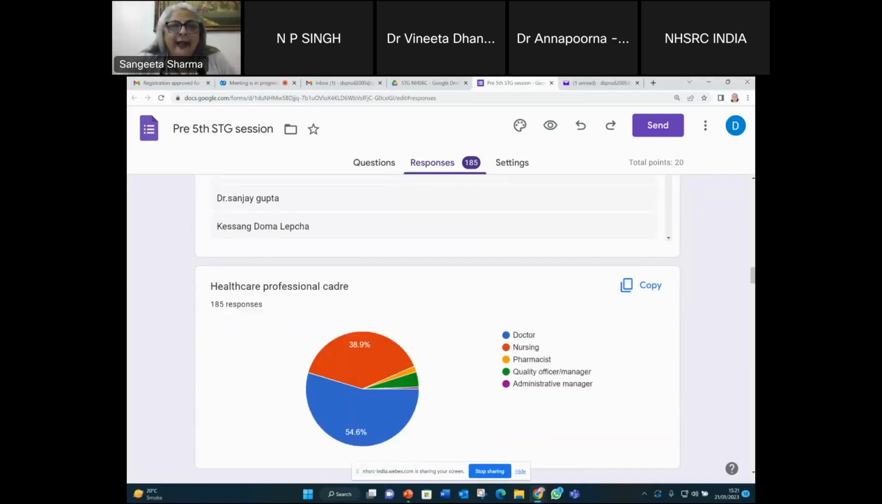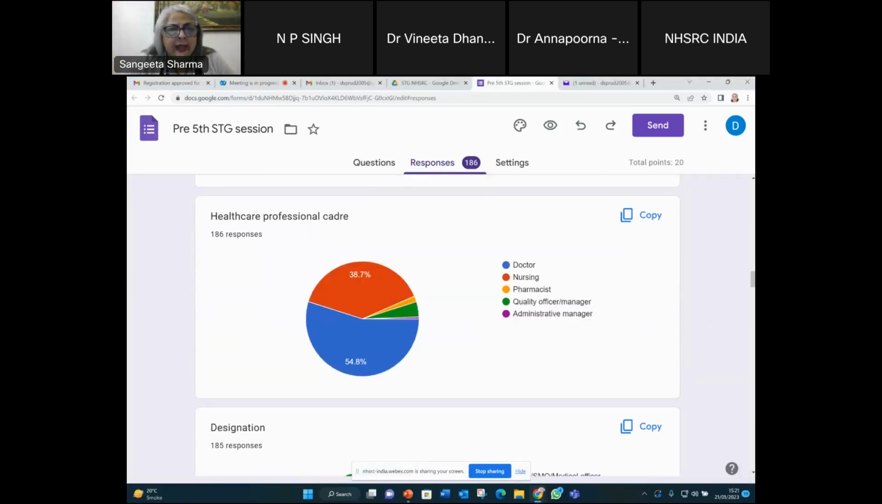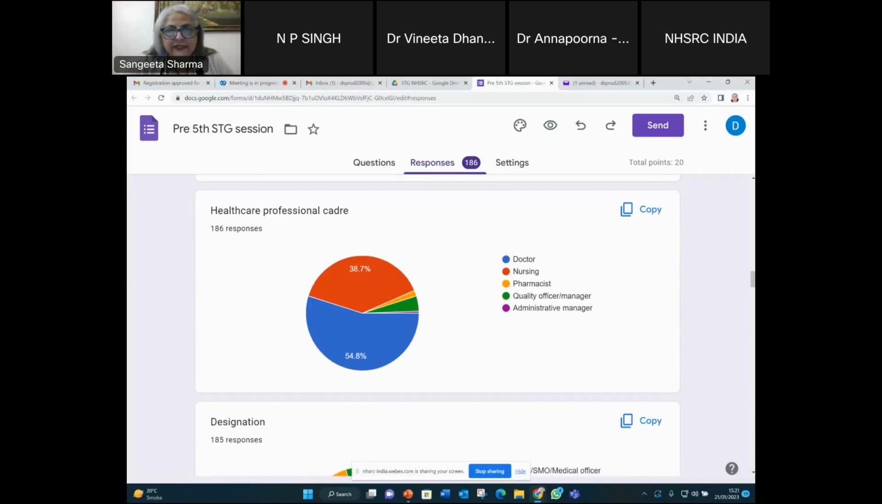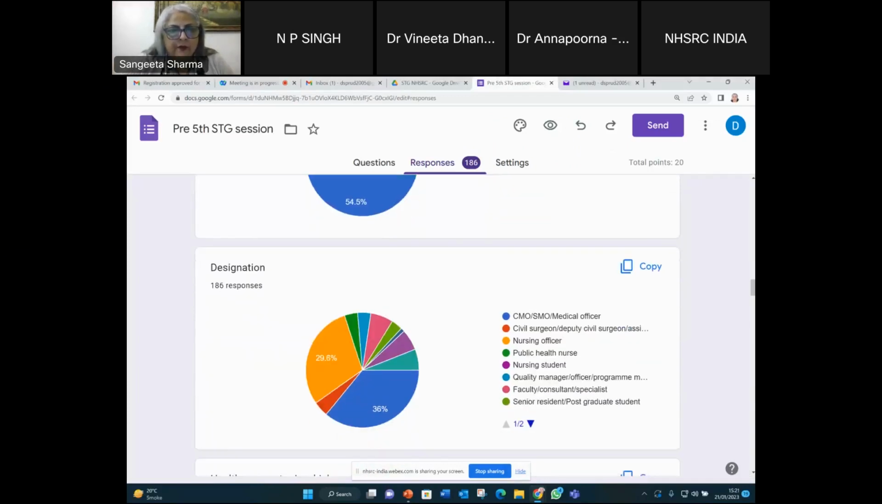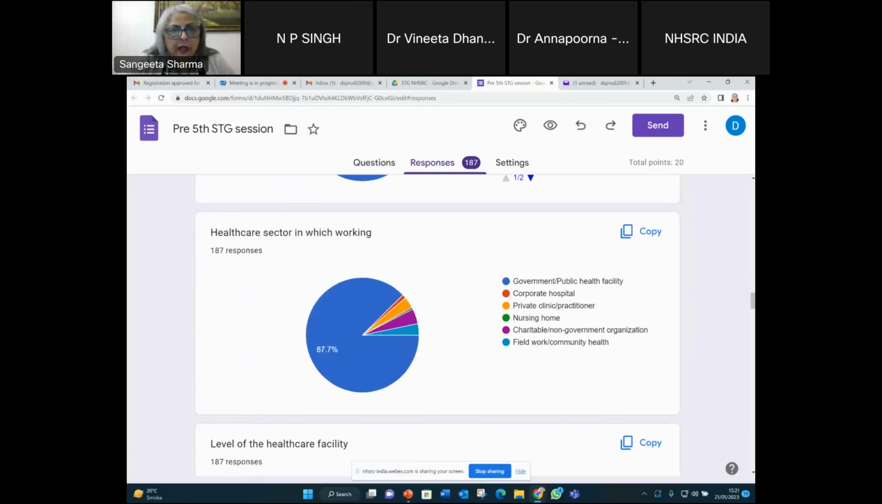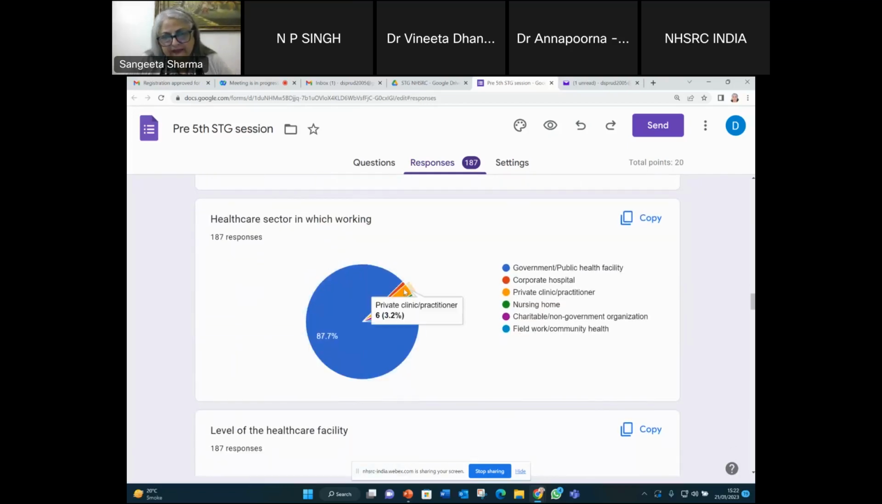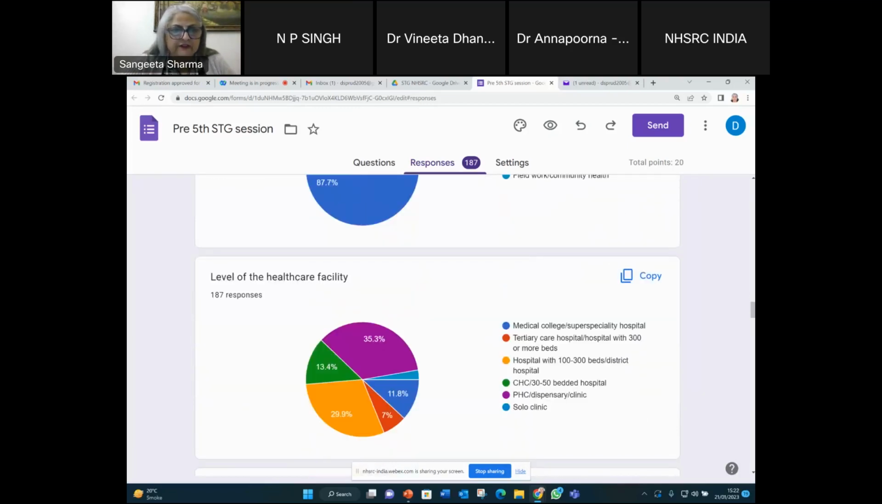Just now we have got around 185, 186 responses from the participant side. And this is how the distribution is. Most of you are doctors, but we have nursing and pharmacy quality manager personnel here. Majority are from the public sector, but I see around 15% from the private sector, and other fields are there.